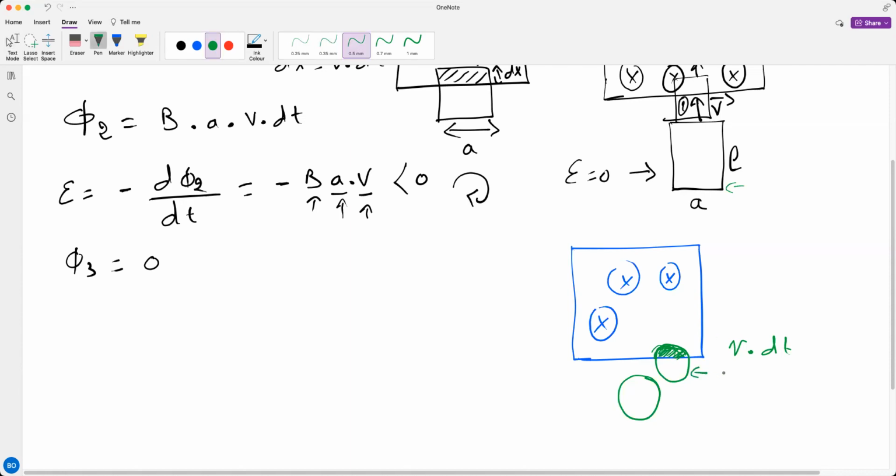In this case, there will be an EMF, but if the loop is completely inside, there is no EMF induced because the area that is exposed is constant and the magnetic field is constant.